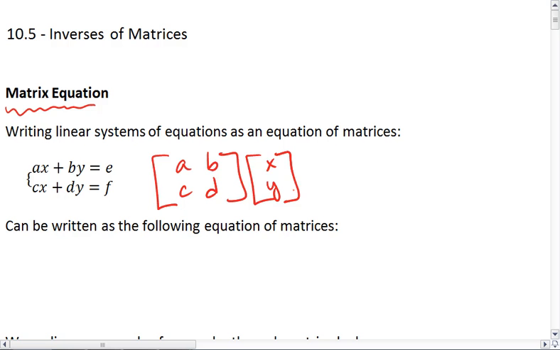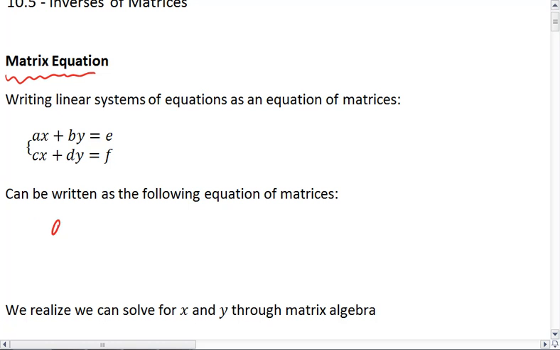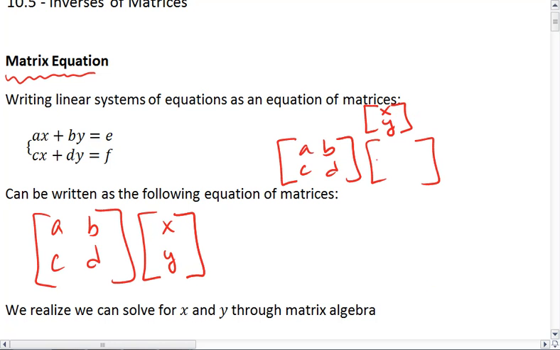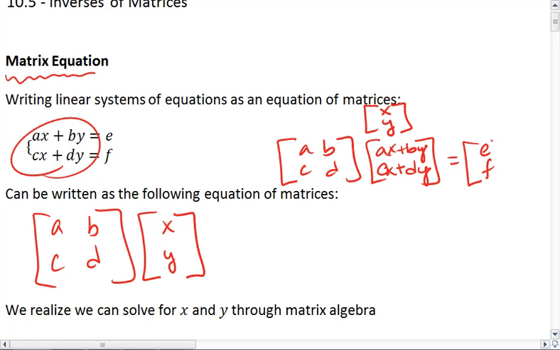Now we already know from matrix multiplication, and actually we will write this down here. So we get a, b, c, d multiplied by x, y. We already know from our matrix multiplication that if we were to multiply these matrices together, we would end up with a times x, which is ax, b times y, which is by, c times x, so cx, plus dy. That's exactly what we have here. And we know that those values must equal E and F.